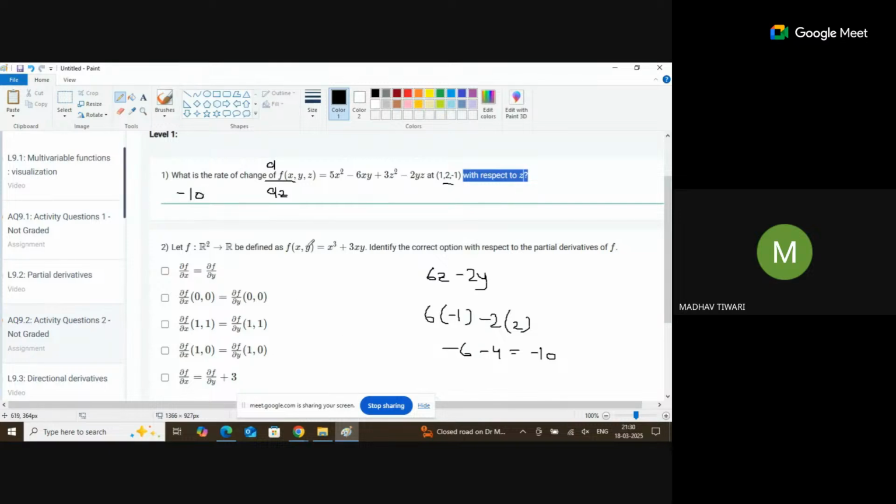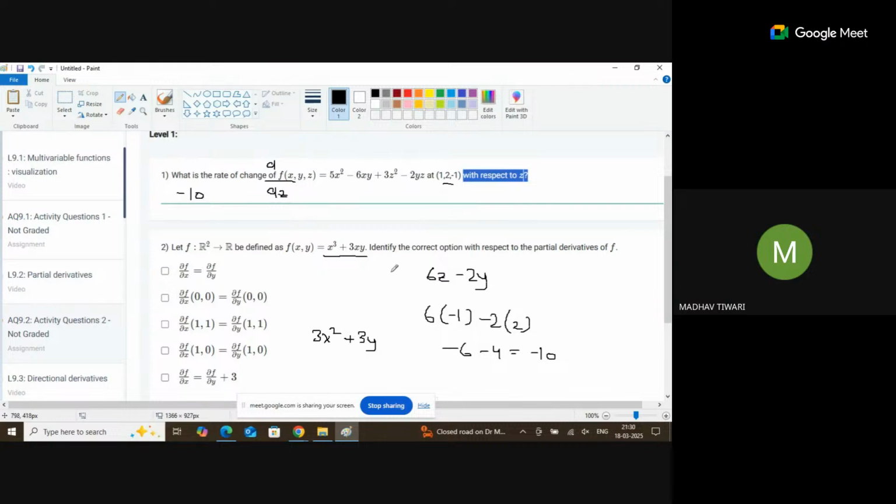Okay. Next it is saying to identify the correct options with respect to the partial derivative of f. So it is saying partial derivative with respect to x. So what will be the derivative with respect to x? It will be 3x square plus 3y.